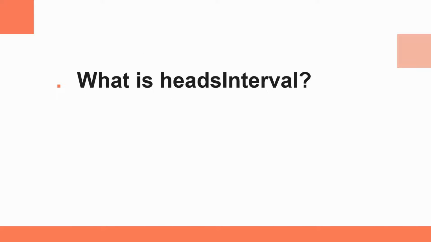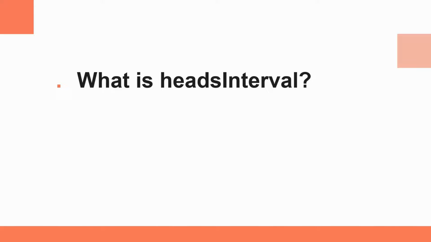Okay, so what is the heads interval? You were correct on this. The heads interval by default is 5 days. Let's say you have a password policy of 90 days, and in 90 days your password will expire. This heads interval is there in every platform, and you can also change it. You can make it 1 or 2 or any number of days you want. By default, it's 5 days.